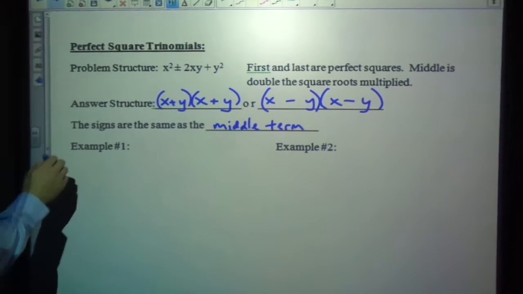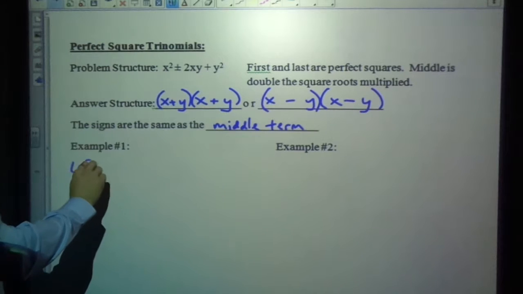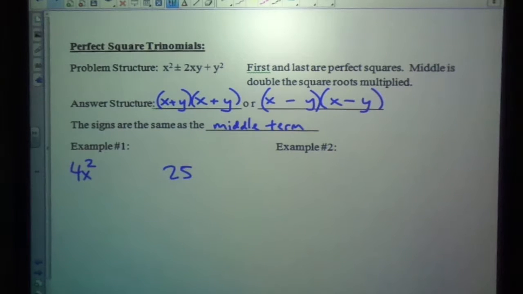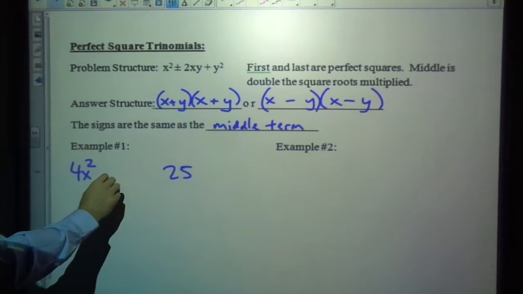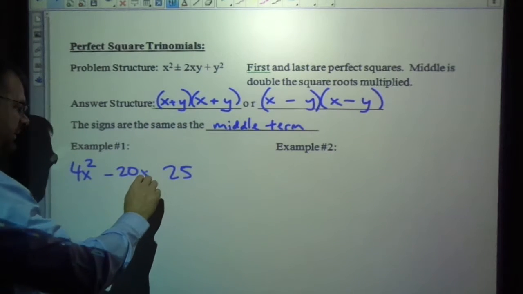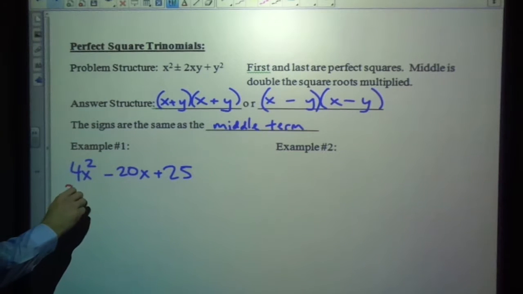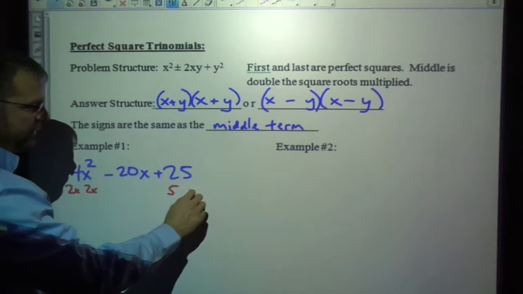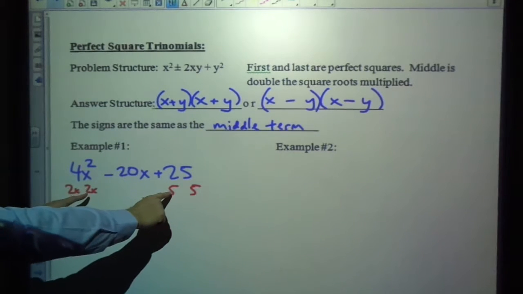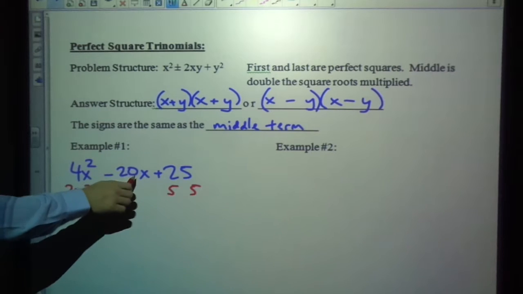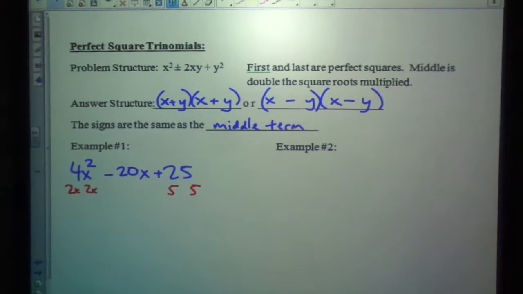Here's an example for us. Something like this. 4x squared and 25, because those are perfect squares. And let's say I had minus 20x. Something like that. Okay, well now, the way I think about this is a perfect square. The square root is 2x, right? This is a perfect square. The square root is 5. If I multiply them and double it, do I get the middle? Why, yes, because it would be 10x and doubled would be 20x. So if this is double this times this, then this counts as a perfect square trinomial.